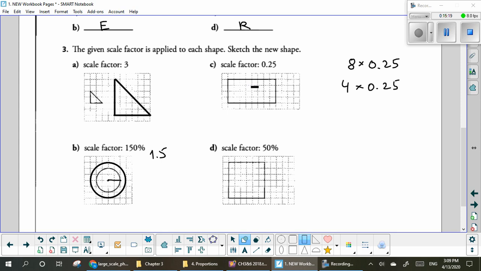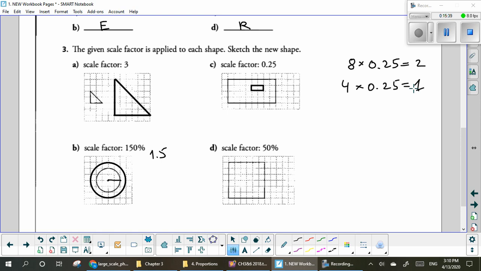Let's see if this works. Alright, that's kind of that. Yes, that is a little bit easier. There we go. And that's my shape B. So this was 2 and this was 1. So obviously there's a reduction.